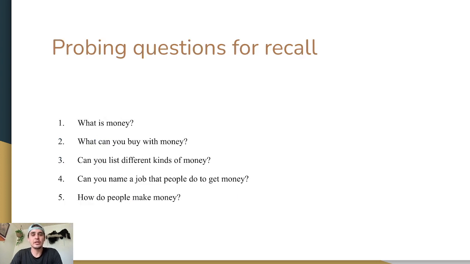So, starting with the recall, I have some probing questions I want to start with, such as what is money? What can we do to buy money? Can you list different types of money? Nowadays, there's different types, such as digital money, cryptocurrency, stuff like that. Next is how do people make money? Can you name a job that people do to get money? I want them to maybe touch on what their parents do for jobs and how they spend their money and how they get their money.